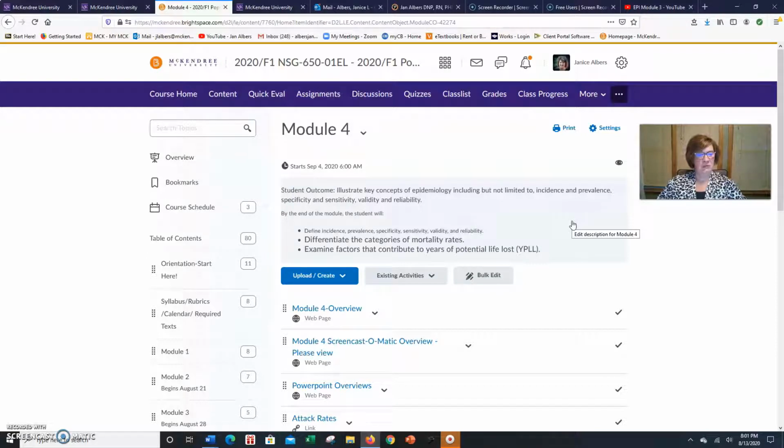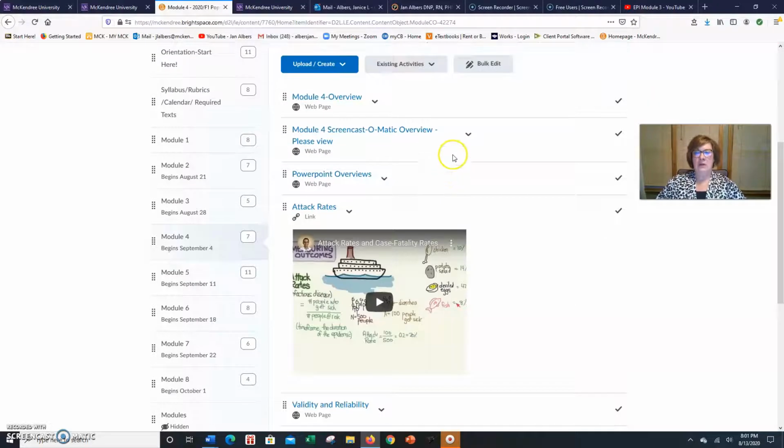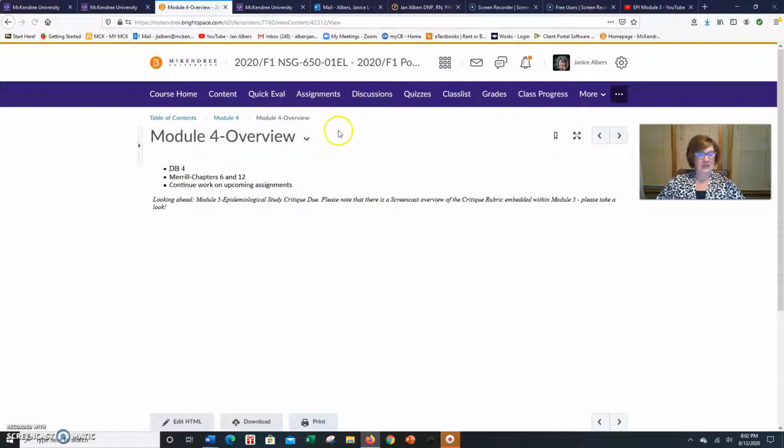the future, and this will help you to really analyze some of the statistics that are out there that impact your practice as well. So once again, we have the module overview, which is the to-do list. So you're going to be examining chapters number 6 and 12 in your Merrill textbook, in addition to doing your discussion board, and again, continue to build those blocks to do your assignments.